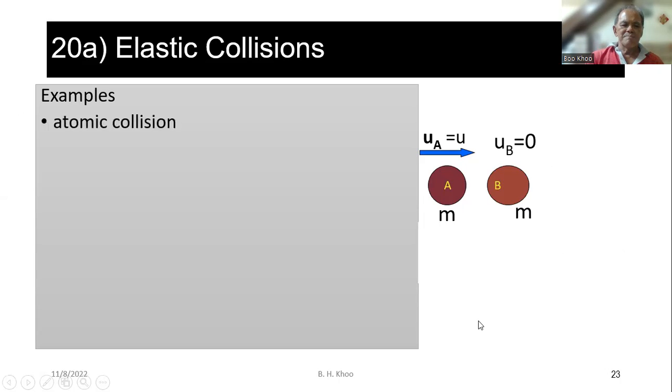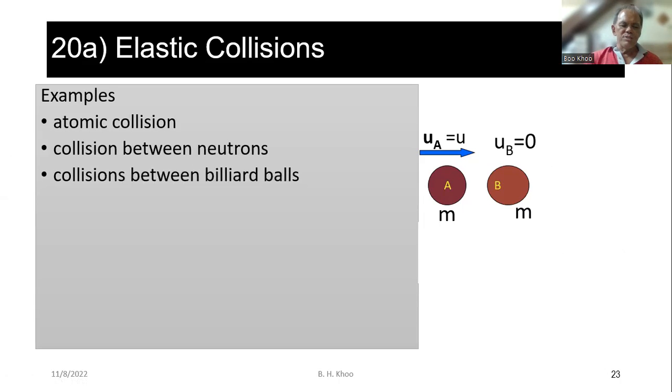Example, atomic collision. Usually in the atomic realm, right? Big body collisions like cars, person and person, dropping a ball. These are all inelastic. Collision between neutrons. Collision between billiard balls, almost, even though you may hear a little bit of sound.